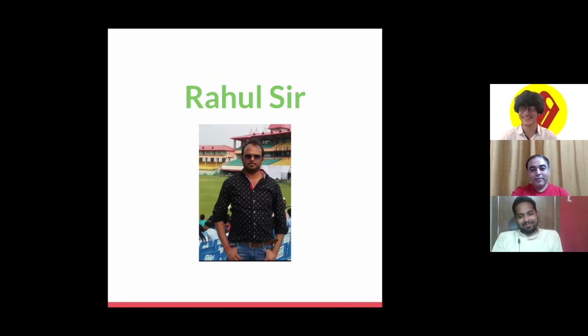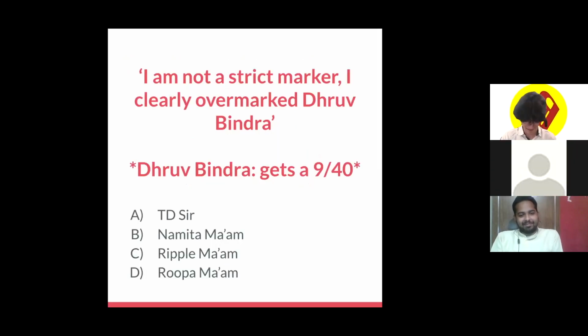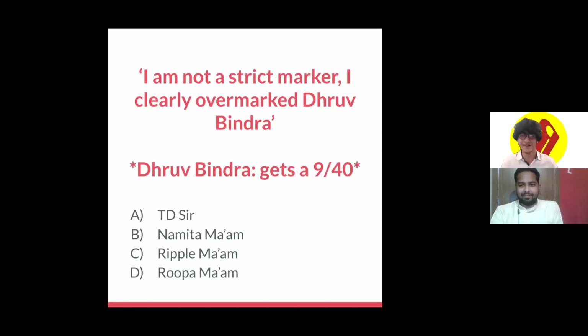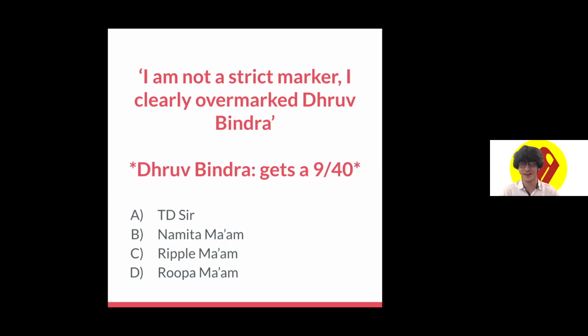The next question is for Team Sri Pataka. Which teacher once stated that they aren't a very strict marker and that they once overmarked Dhruv Vindra when he in fact only got 9 on 40? Was it TD sir? Was it Namita ma'am? Was it Ripple ma'am? Or was it Rupa ma'am?